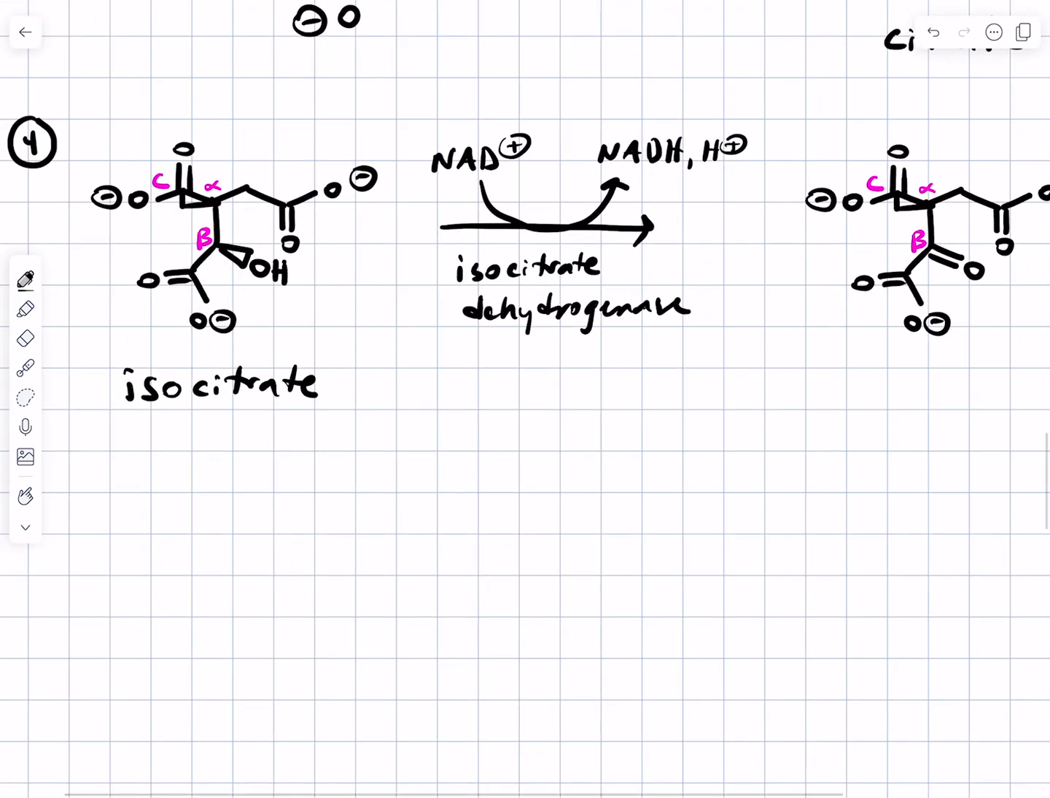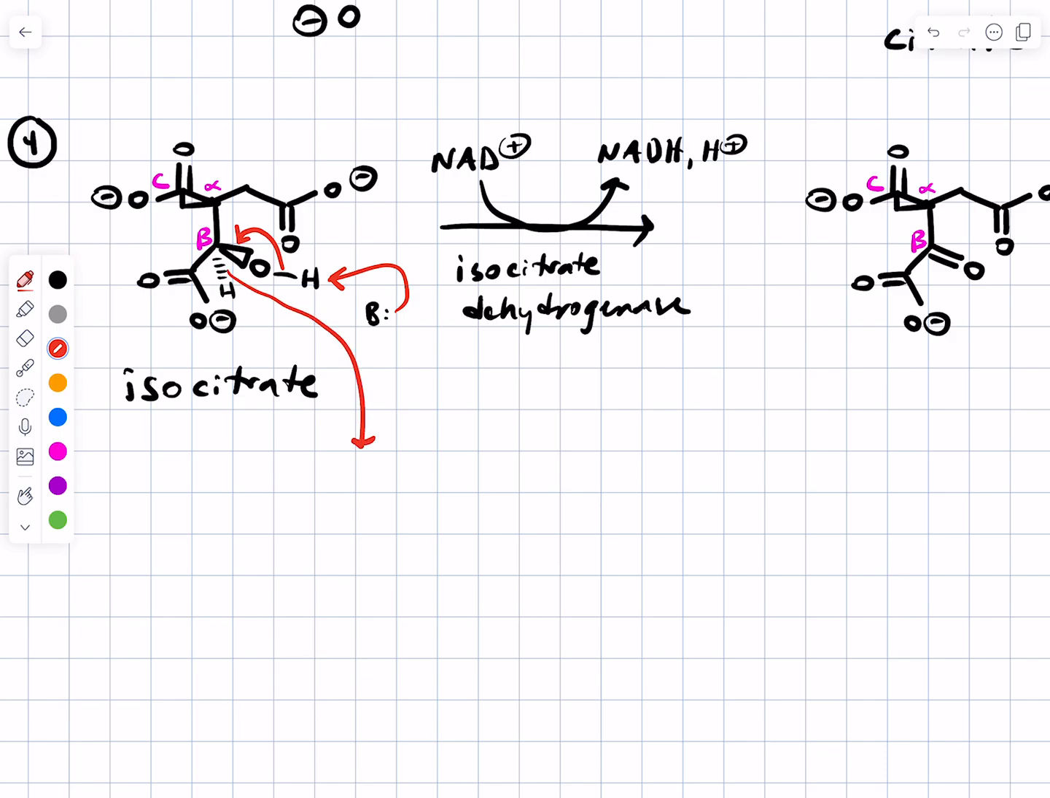And the mechanism of this reaction, I won't draw it out in a lot of detail because you have seen this kind of thing before. A base from the enzyme will remove a proton from the beta hydroxy group. Then electrons will kick down to form a new oxygen-carbon pi bond, and hydride will get delivered to NAD+. And those are the arrows I'm not going to draw because you have seen those before, and so you can go back and fill in the details later if you want to.